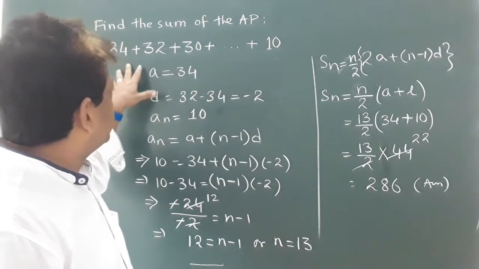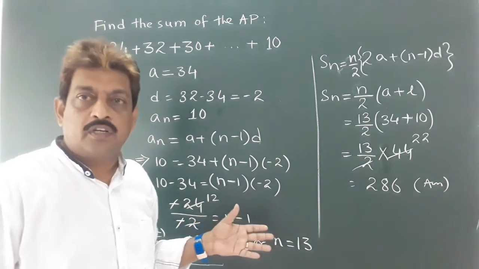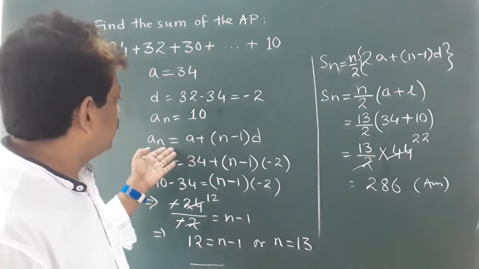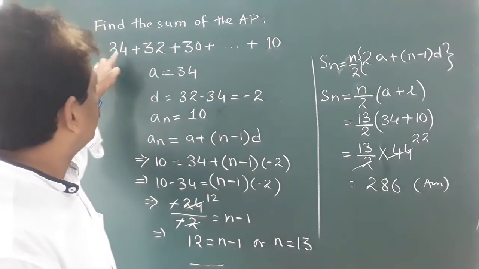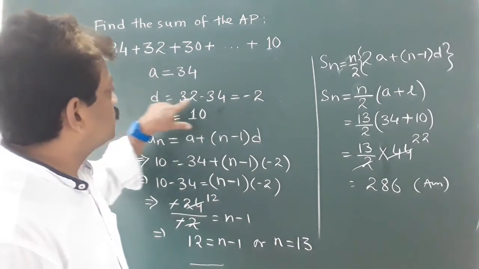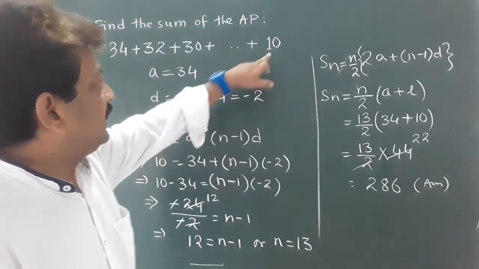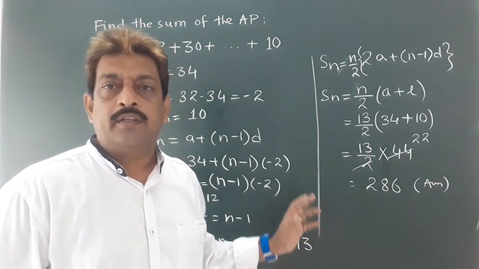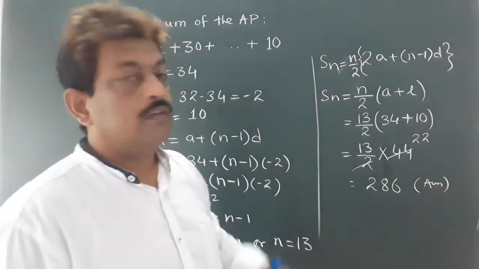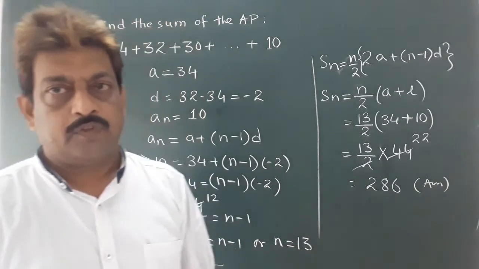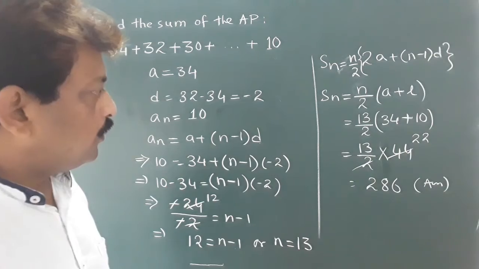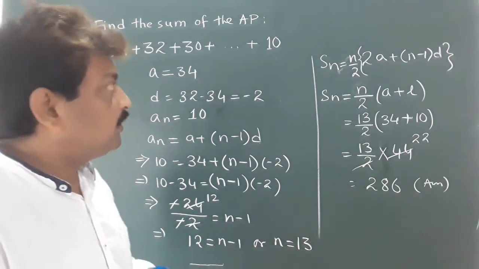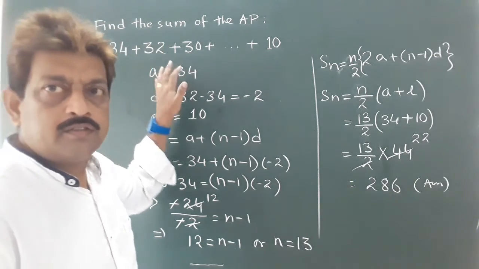we can easily calculate n using the formula of general term, that is an equals a plus n minus 1 d, where a is given, d is also calculated as minus 2, an is given. So from there we can calculate n and then use this value of n to find the sum. Understood? So hope you have understood the difference between the previous sum and this sum. Okay.